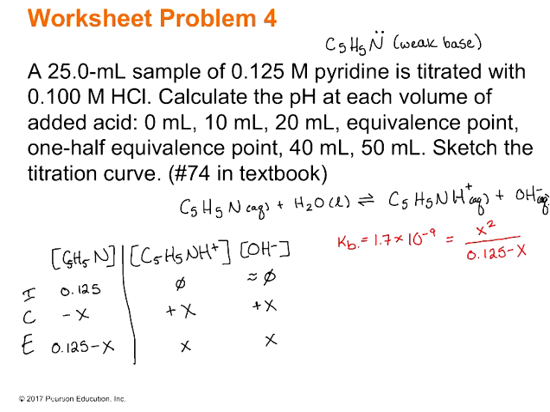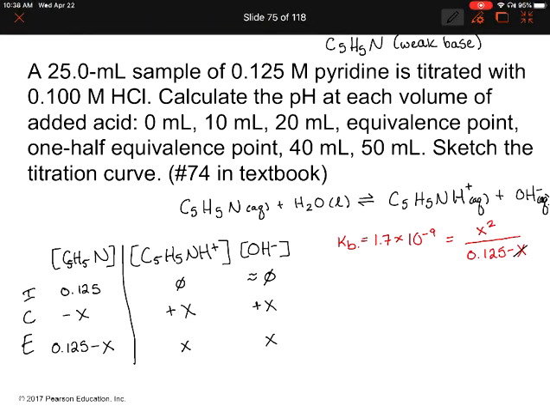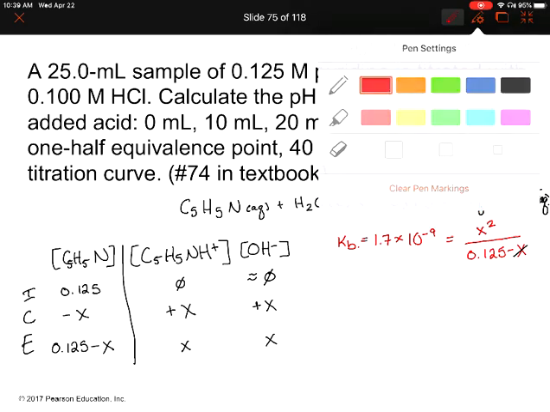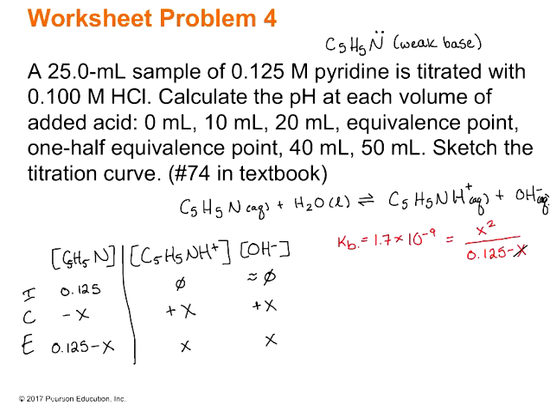Okay, so if you want to pause the video and do that calculation really quickly, let's assume that X is small so we can ignore the change in X. This is a pretty safe assumption since the Kb value is really small. It's on the order of 10 to the negative ninth. Oh, sorry, I keep hitting the side of the iPad.